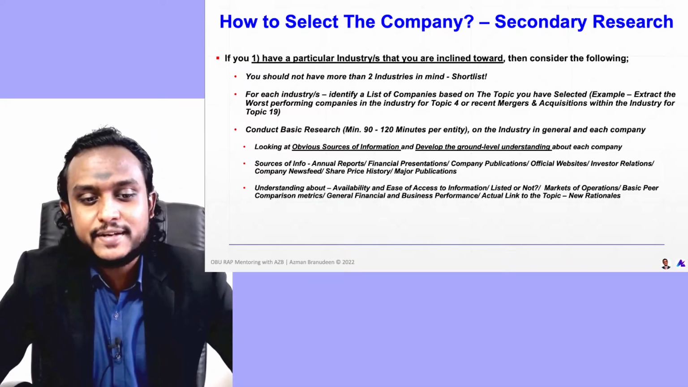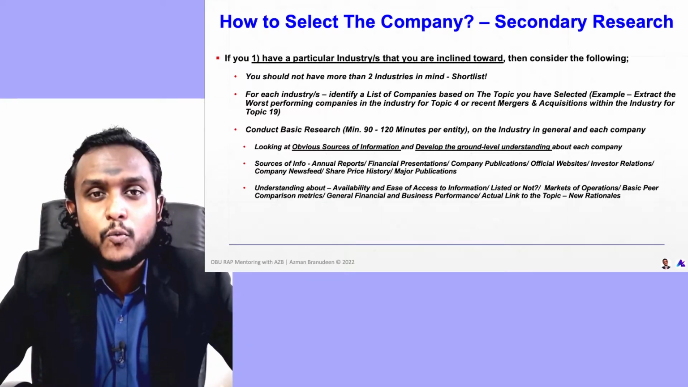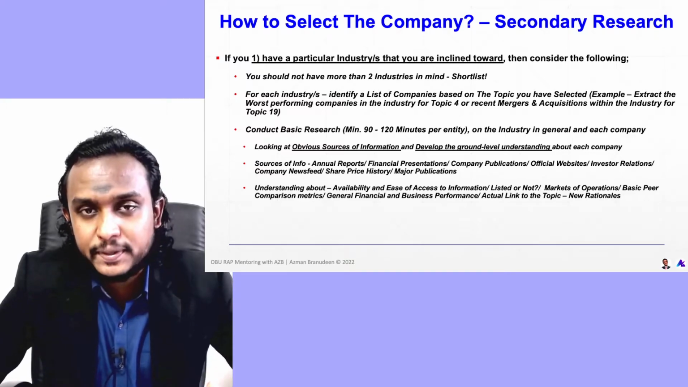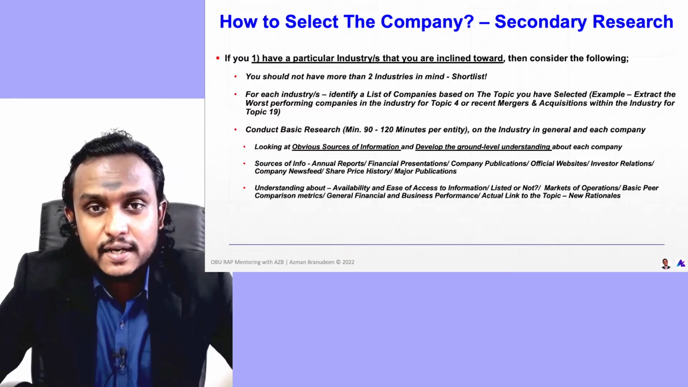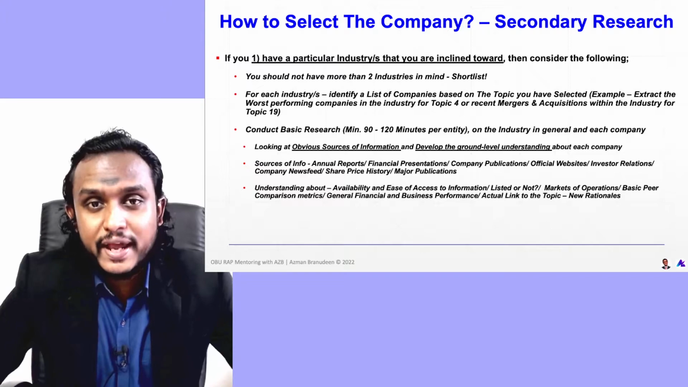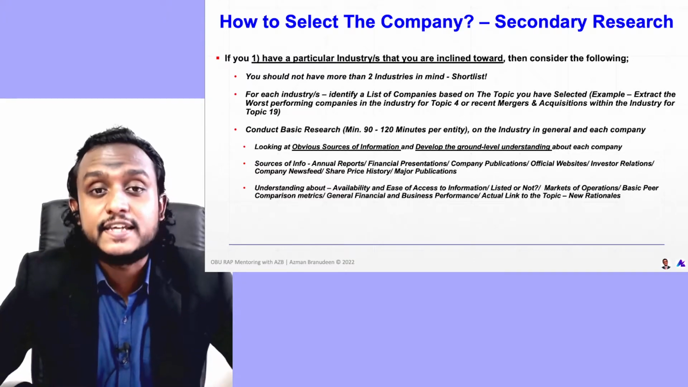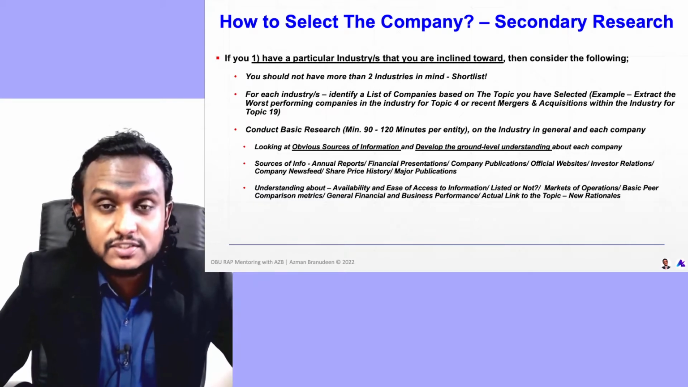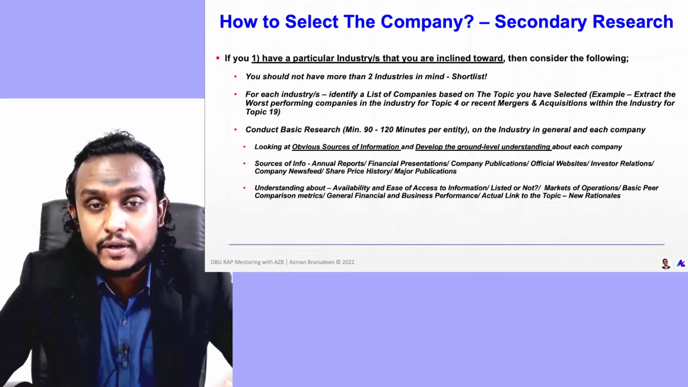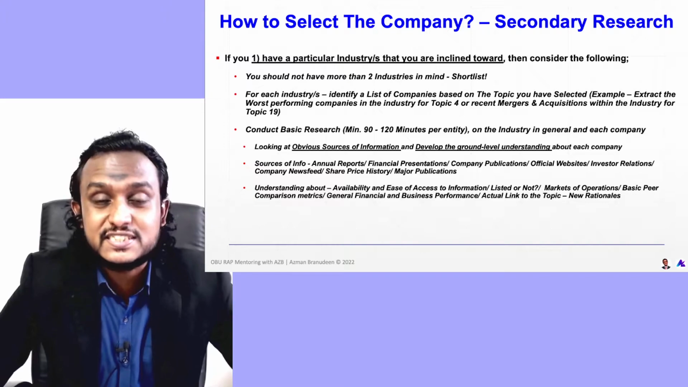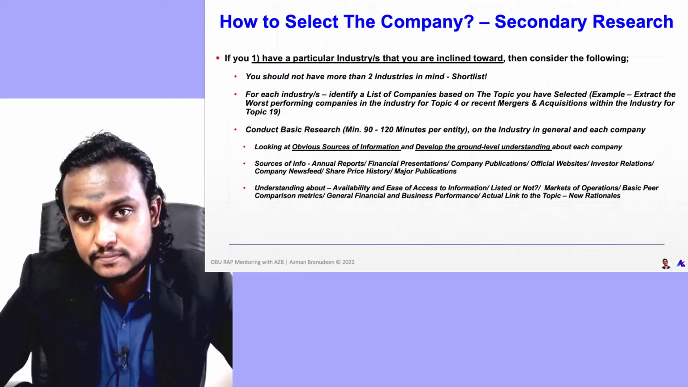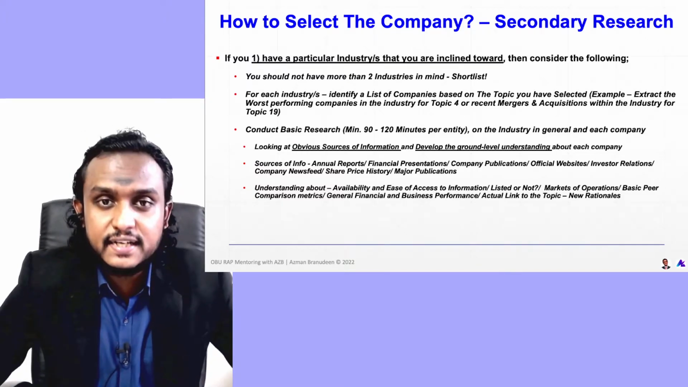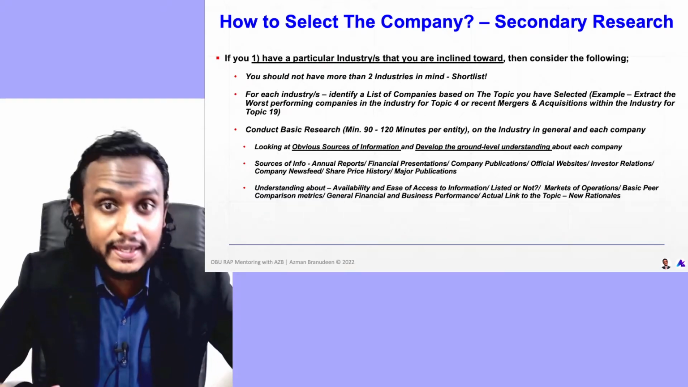General financial and business performance, and what is the actual link to the topic? What is the critical rationale that you can use in justifying your selection of the company? Because in your second section, there is one sub-element in your report that you must write about, justifying the choice of the organization. You have to have an excellent and valid rationale for why you chose that company.